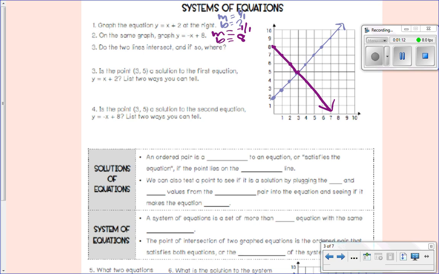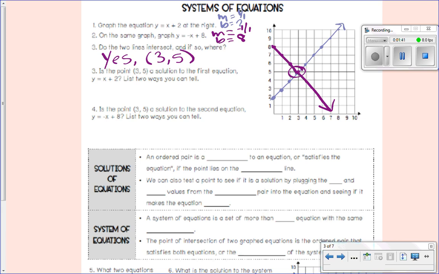Do the two lines intersect? And if so, where? Yes. And where? At point (3, 5). Are we good with that? Questions? Okay. Is the point (3, 5) a solution to the first equation, y equals x plus 2?